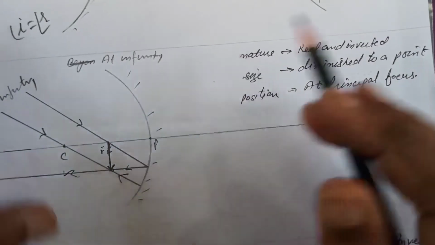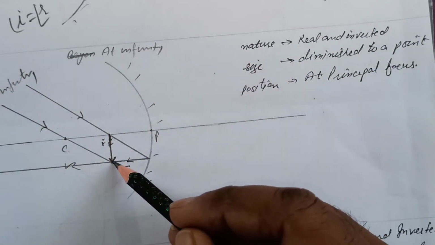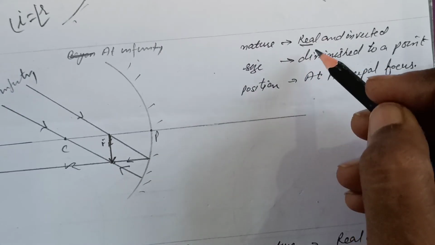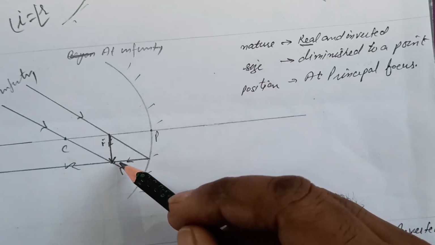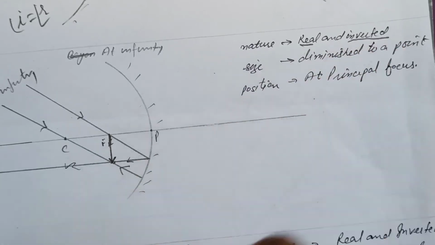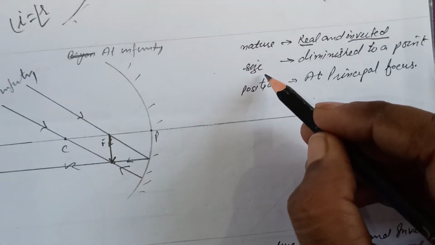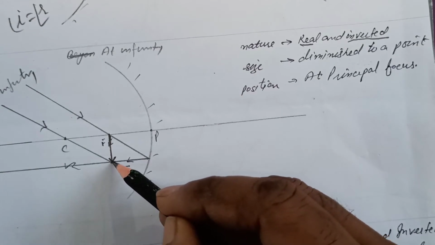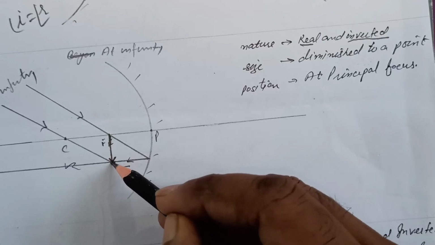See, the rays are actually meeting here, therefore it is a real image. Nature is real image. These are the characteristics of the image. Nature is real image, and a real image is always inverted. The size of the image is diminished to a point here. It is formed here only.